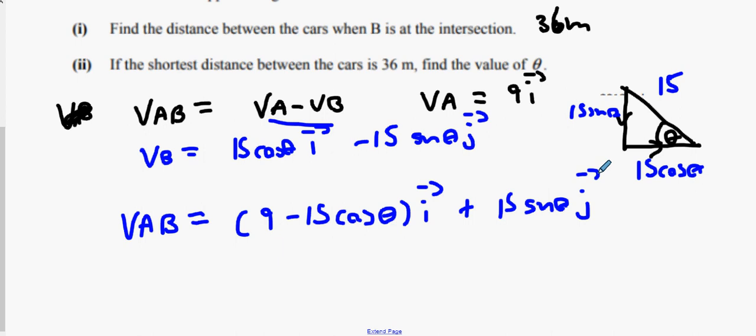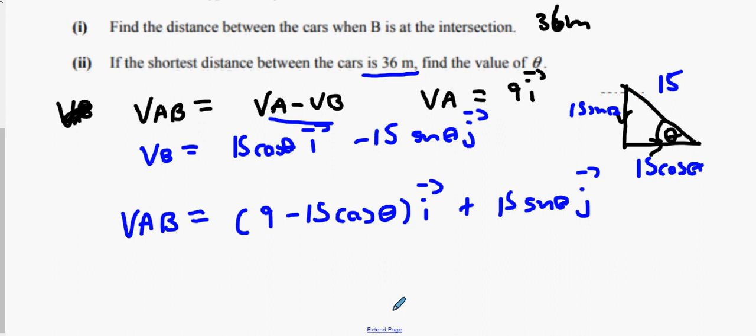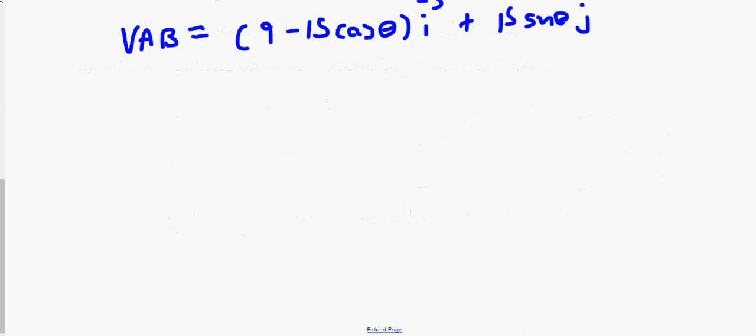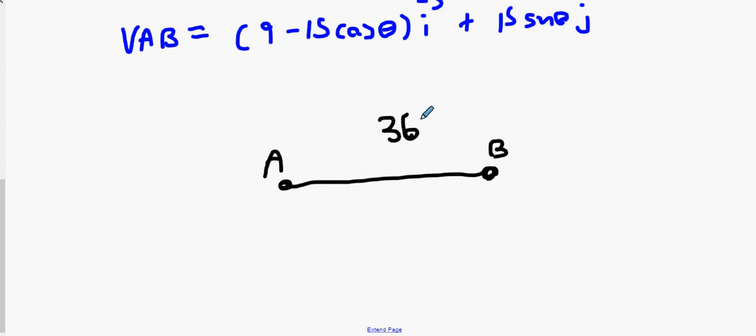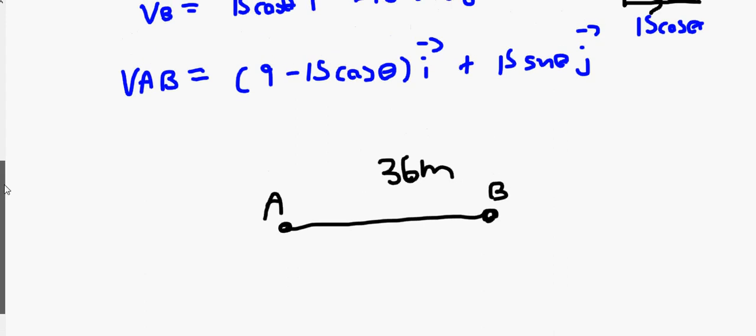Now, the next question says the shortest distance between the cars is actually 36. So what does that actually mean? You're A, B's at the junction. You're already 36 meters together. What does that mean? Do you have any idea what direction phi AB is going in? You actually have zero idea, don't you? Let's do this in our heads.